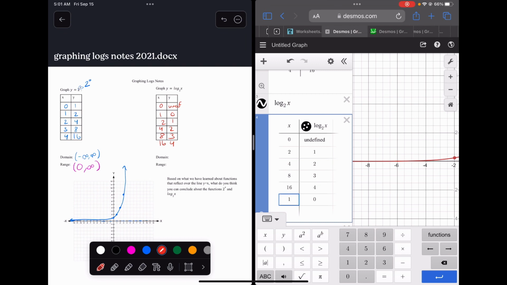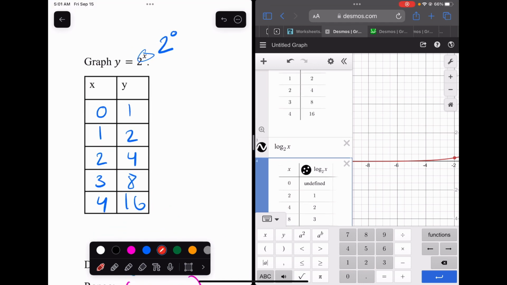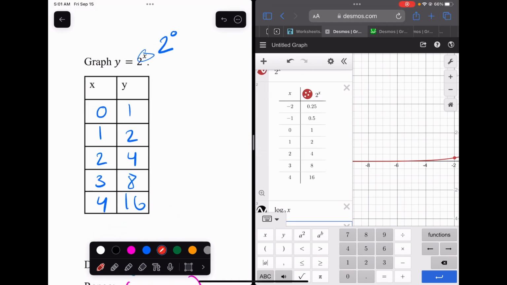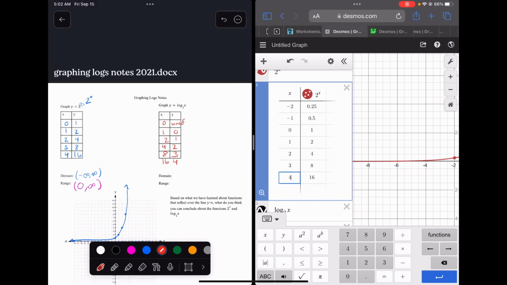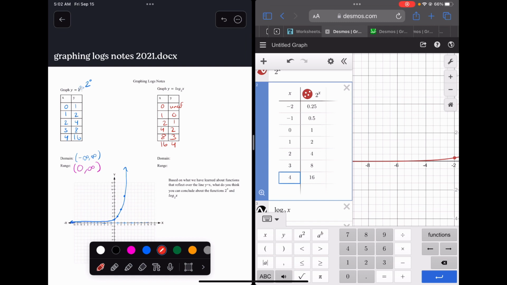Actually, you know what we could do? I'm going to add in one more value. Let's see what that would give us. We get 1, 0. Oh, because it never reaches 0. Never mind. Having a goofy moment.